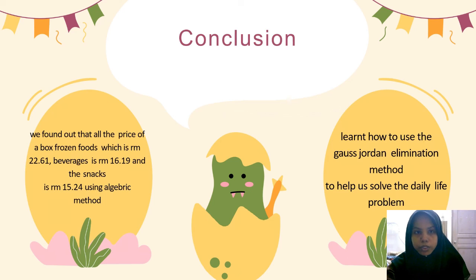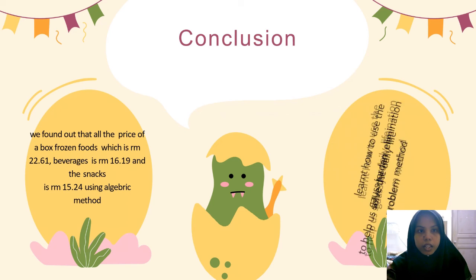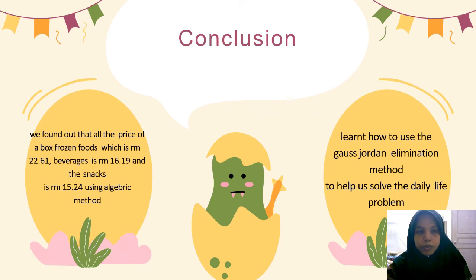For the conclusion, after all the problem statement and solution that we went through, we found out the price of a box of frozen food is 22 ringgit 61 cent, beverage is 16 ringgit 19 cent, and the snack is 15 ringgit 24 cent using the algebra method. And we got to learn how to use the Gauss-Seidel elimination method to help us solve daily life problems. Thank you.